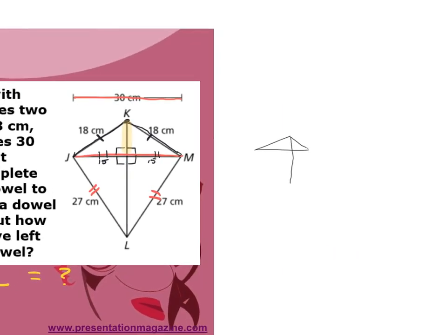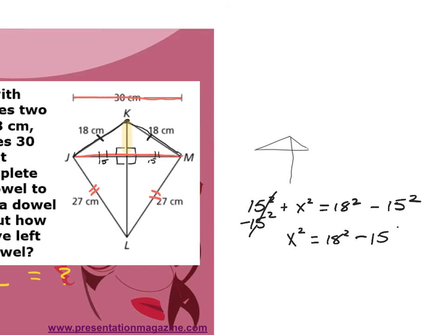And then you can do 18 squared minus 15 squared. You're not wrong, but people are going to be confused as to why you did that. So he's saying 15 squared plus x squared is equal to 18 squared. But what he did in his head was he had already subtracted away the 15 squared. So we get x squared is equal to 18 squared minus 15 squared.